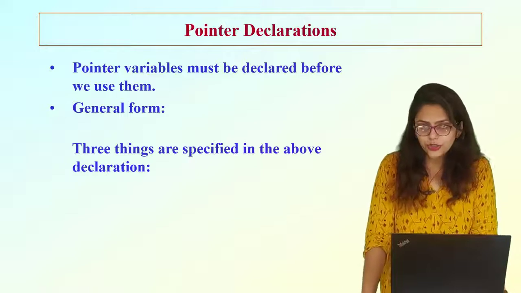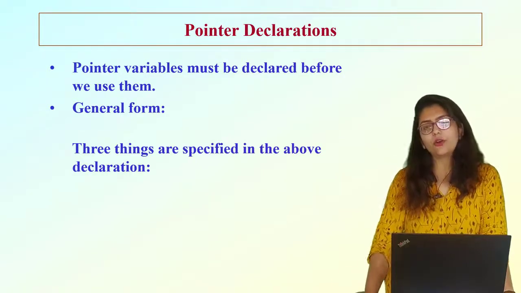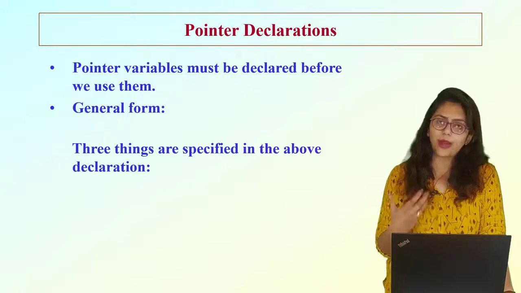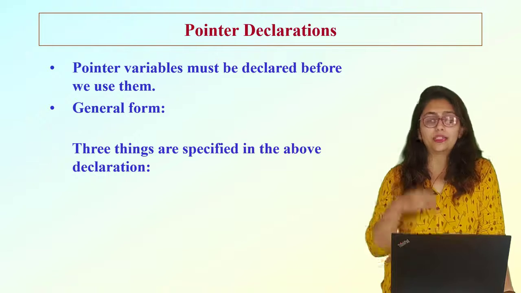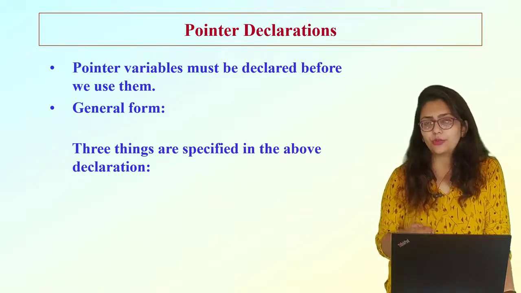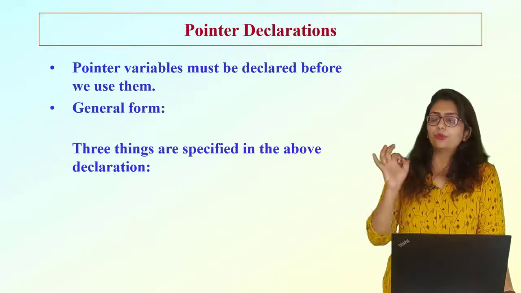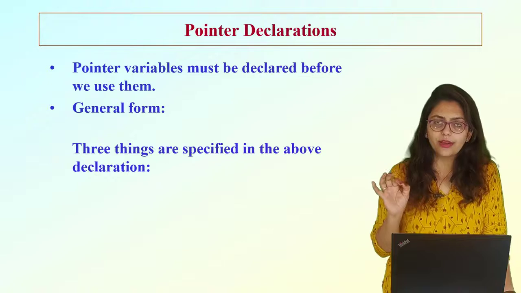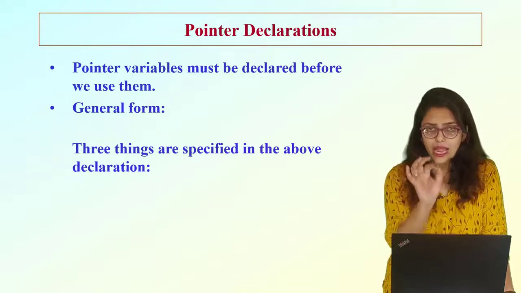Now, pointer declaration. Right now I am just talking about the theory of pointer declaration, then we are going to implement pointers practically as well. A pointer variable must be declared before it is used. Similar to variables, whatever variable you are going to use in your program, you have to declare it first. You have to tell the computer that you are going to use this kind of integer variable, otherwise you will get an error.